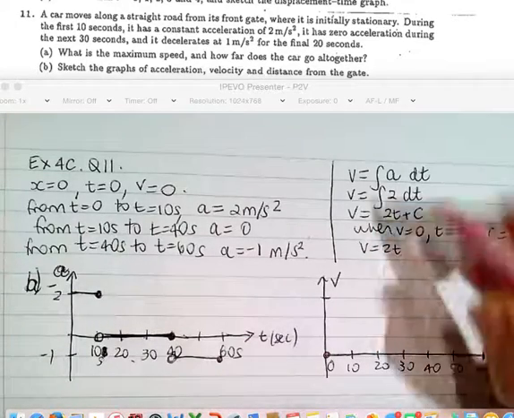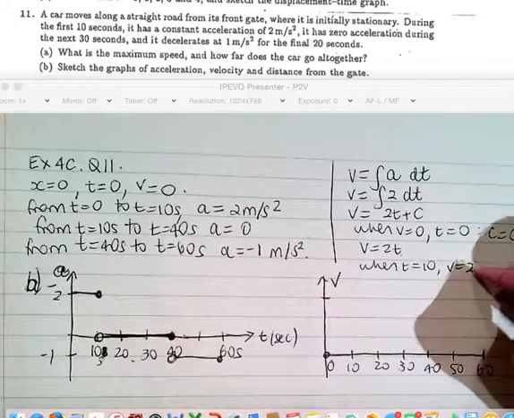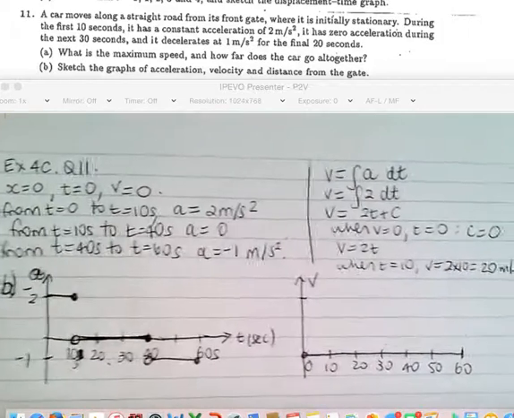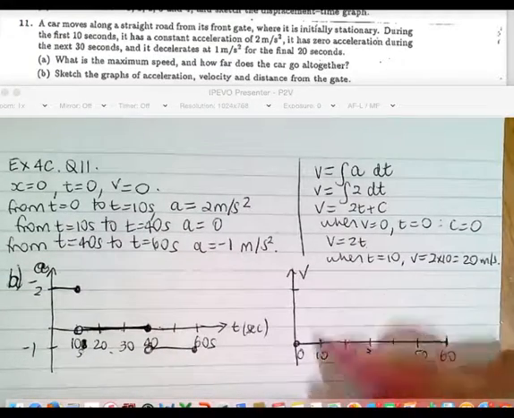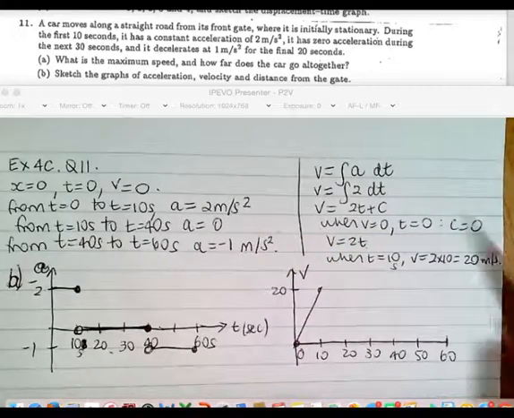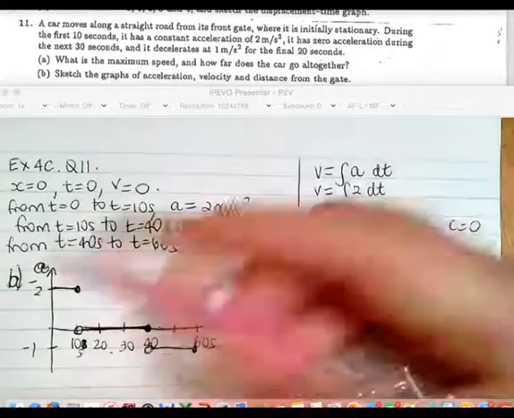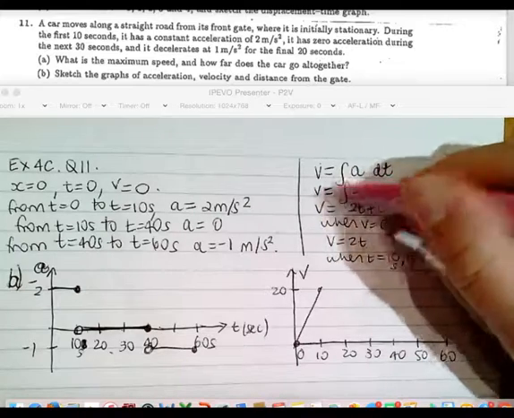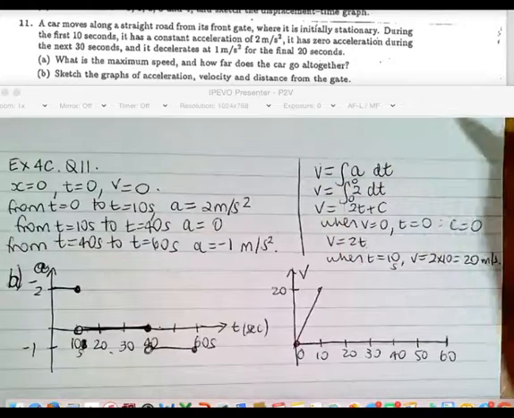Now when t is 10, velocity is 2 times 10, which is 20 meters per second. So when time is 10 seconds, velocity is 20. I'll put 20 up here. Now, there was another way of doing that. We know that velocity is the integral of acceleration, in other words it's the area under the acceleration curve. This velocity, the integral of 2, is really only the velocity curve from 0 to 10 seconds.